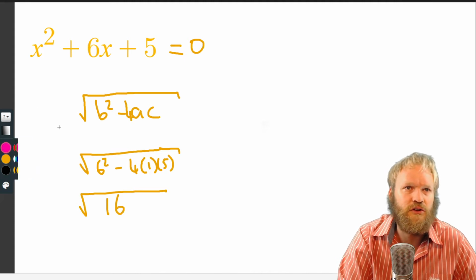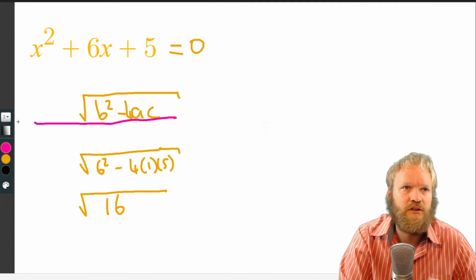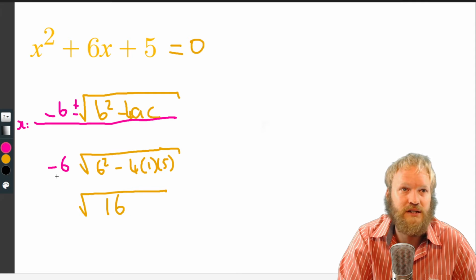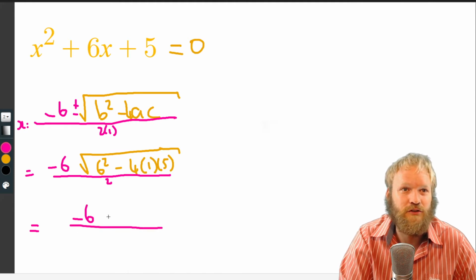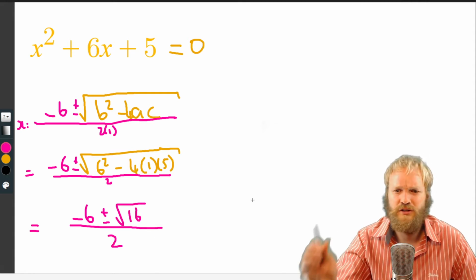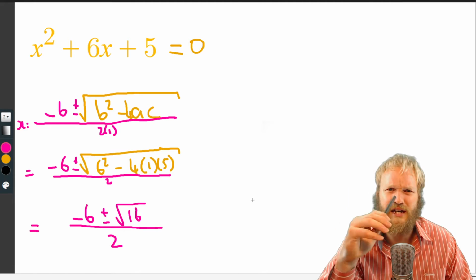So we fill in the rest of the equation, that x equals minus b plus or minus b. B is 6. 6 just looks like a b. Everything over 2a. Then what we get is that we've got minus 6 plus or minus the square root of 16 over 2. Let's just pause for a second and take all that in.